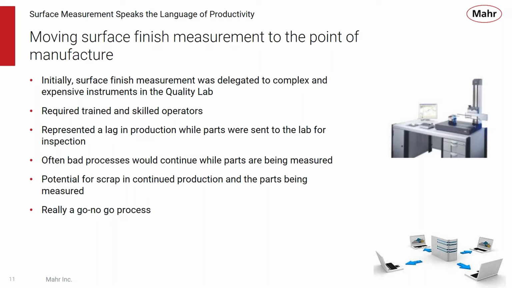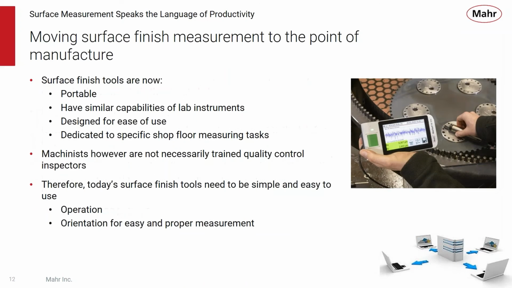So this is really a go, no-go process, because by the time the parts are measured, they're either good or they're bad, and potentially more bad parts are being manufactured. But today, surface finish tools are moving out to the point of manufacture. The new tools today are portable. They have very similar or just the same capabilities of some lab instruments. They're really designed for ease of use, and they can be dedicated to specific shop floor measuring tasks.